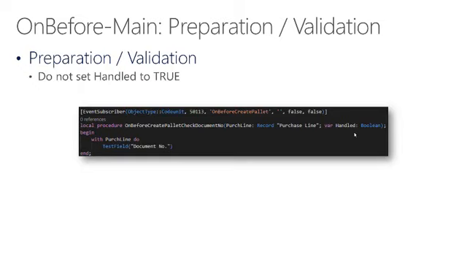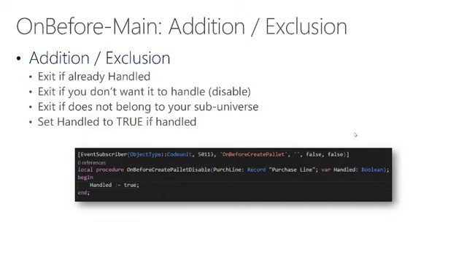And this is an example of on before create palette, it tests the field for document number. It does not set handled to true, but it does check that document number. And so if there's nothing in the document number, you'll get an error message. An addition or an exclusion: exit if already handled, exit if you don't want it to handle, disable. So that's the scenario for the licensing, the subscription, if you've paid or not, and then exit if it does not belong to your sub-universe. In that case, you set handled to true.